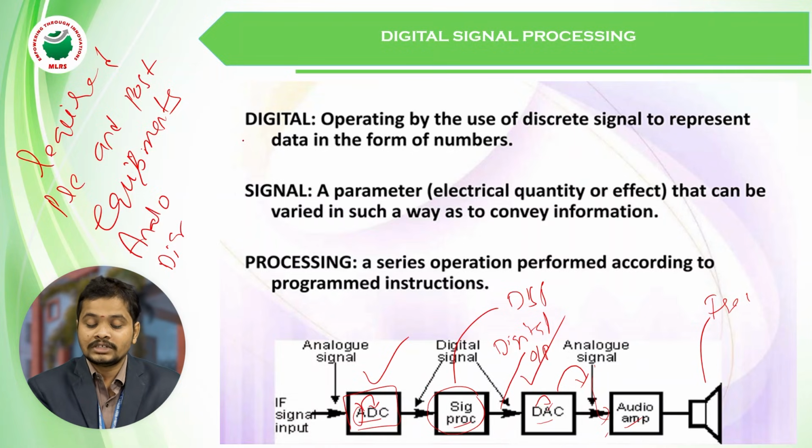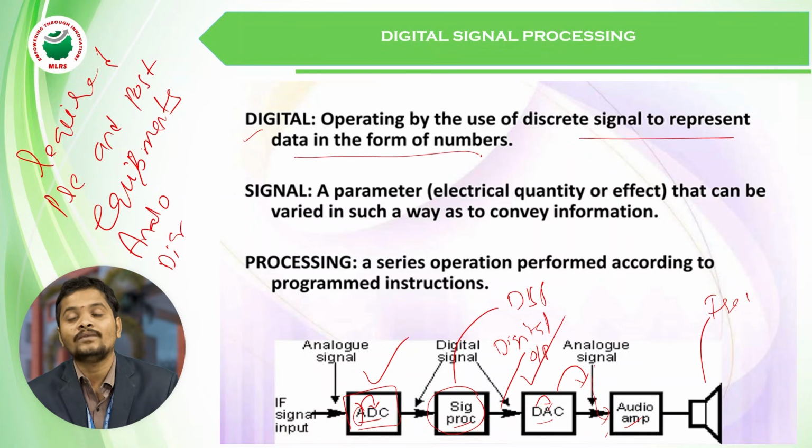Digital processing operates by using discrete signals to represent the data in the form of numbers, not in continuous time. A signal is a parameter or electric quantity, and we have different types of signals, and processing is an operation performed by programmed instructions. This is the basic block diagram of digital signal processing.